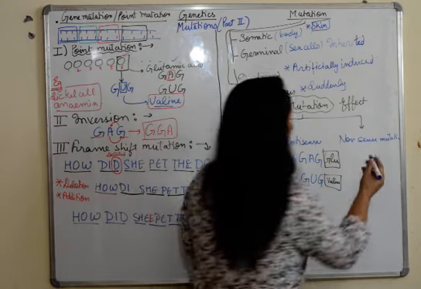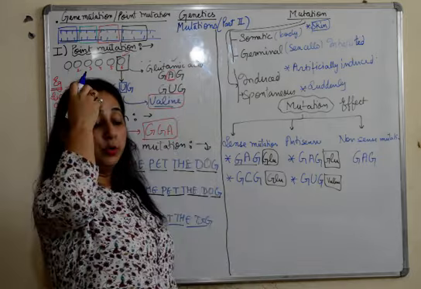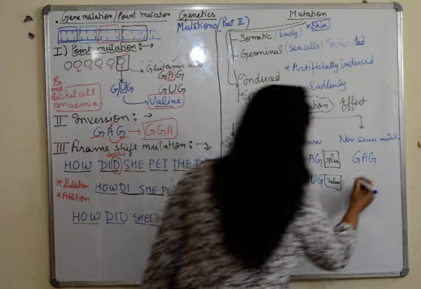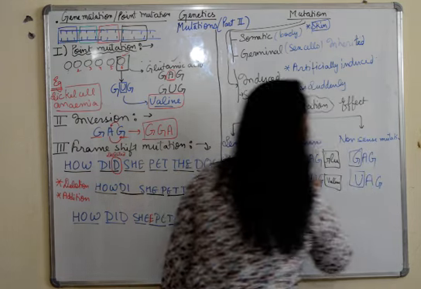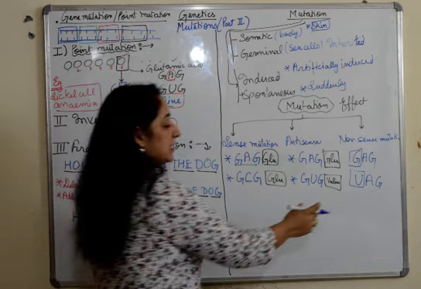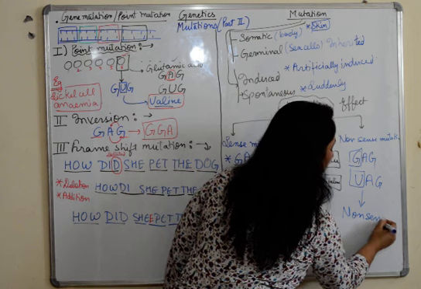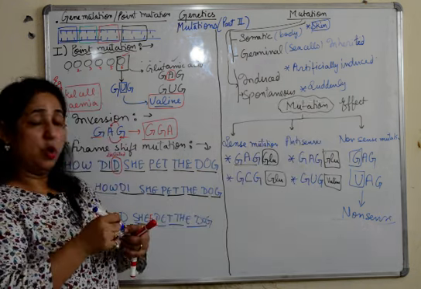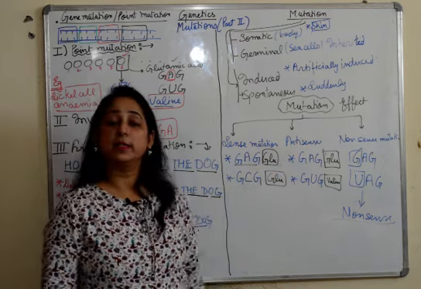Non-sense. Suppose in this GAG, there is a mutation which takes place at the first place, and it leads to formation of maybe UAG. So the mutation takes place here, G is replaced by U. This is a stop codon, a nonsense codon which does not make any sense. So these are the other types of mutations: sense, anti-sense, and nonsense mutations.